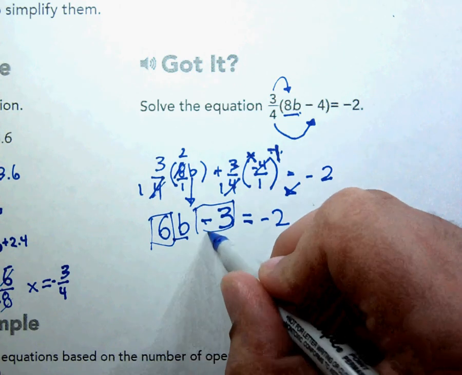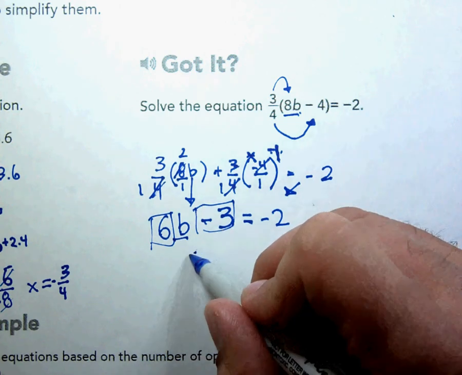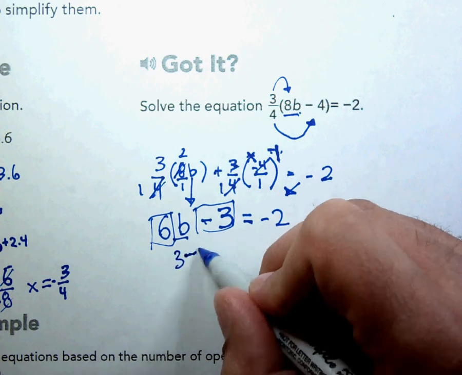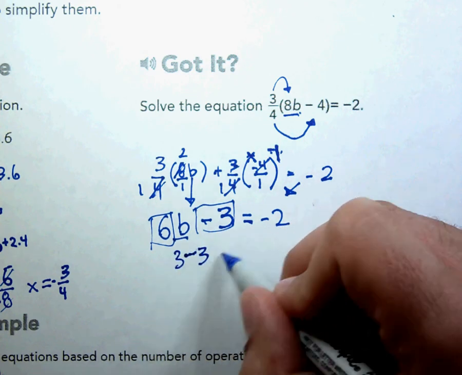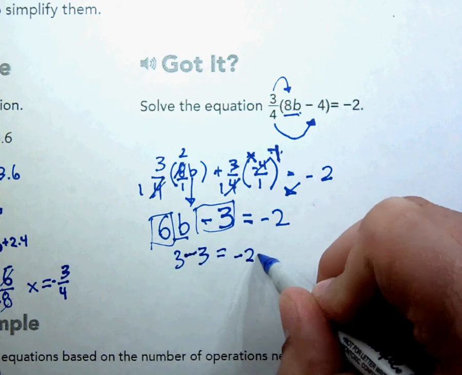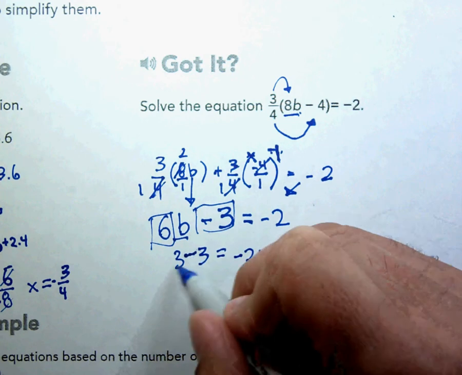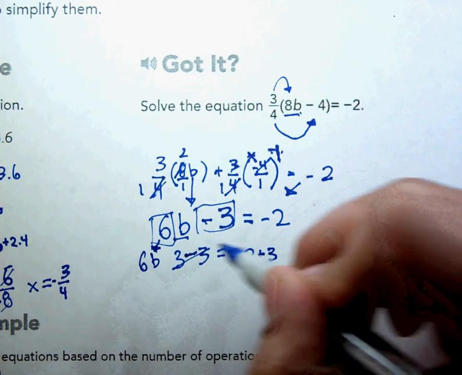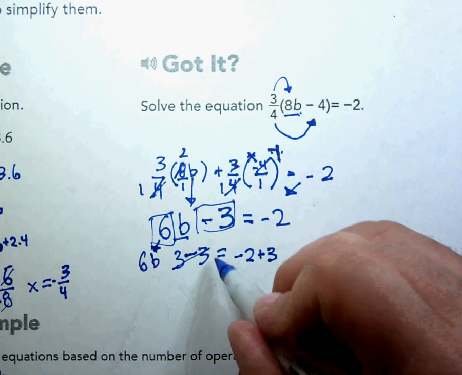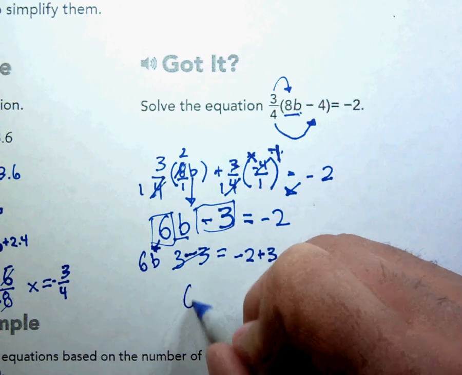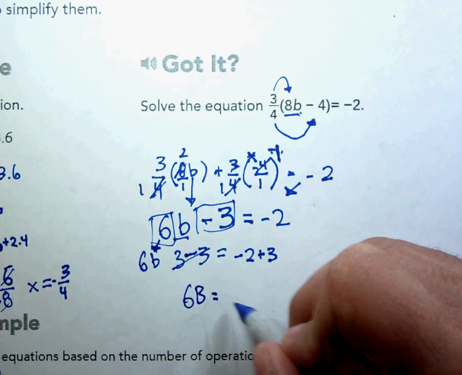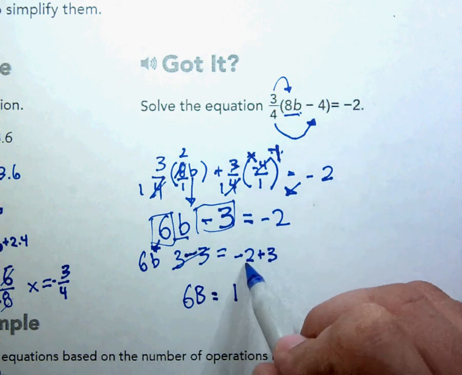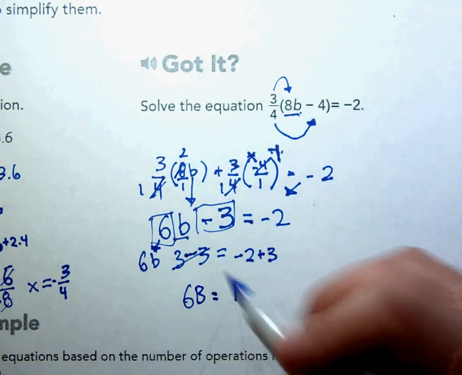So the opposite of a negative is a positive. That's correct. So I'm going to do positive 3 minus 3. Whatever I do to one side, I do to the other. They're canceled out. 6b gets brought down. Okay, so I have 6b equals negative 2 plus 3. I can solve for that as well. I know that's going to be a 1, because negative 2 plus 3 is a positive 1.